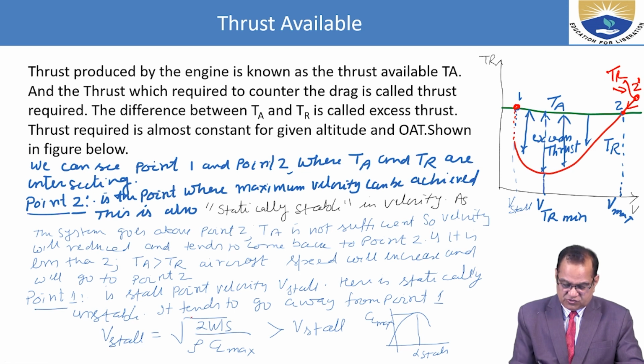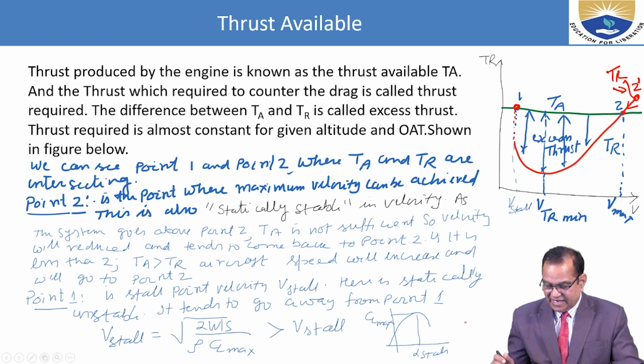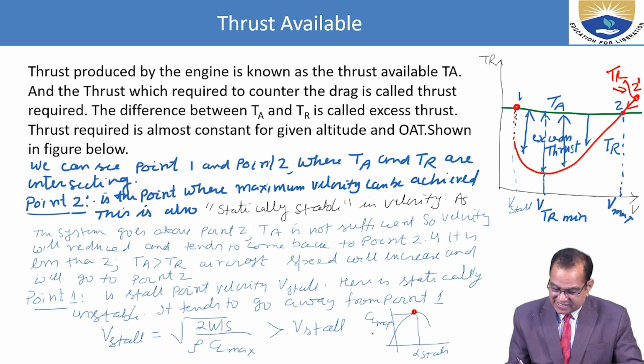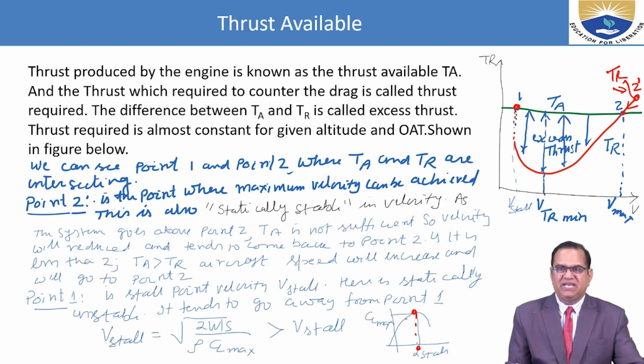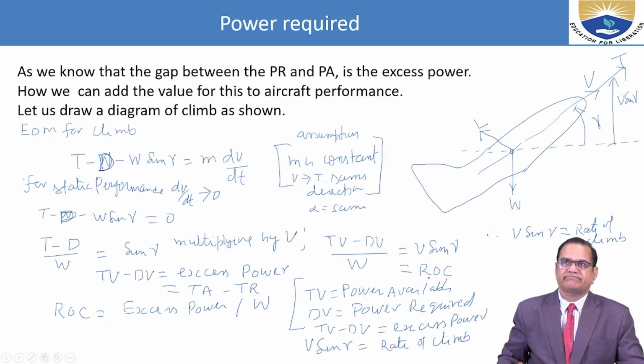So here V stall is equal to under root 2W by S rho CL maximum. The flight speed V is greater than V stall. So always this should be greater than the stall speed, and this is the CL maximum versus the stall speed. So the stall angle should be in this condition.